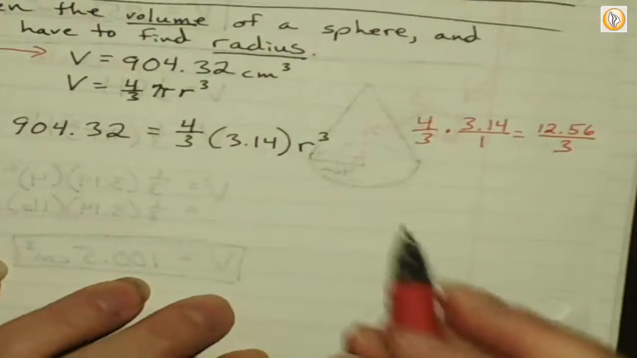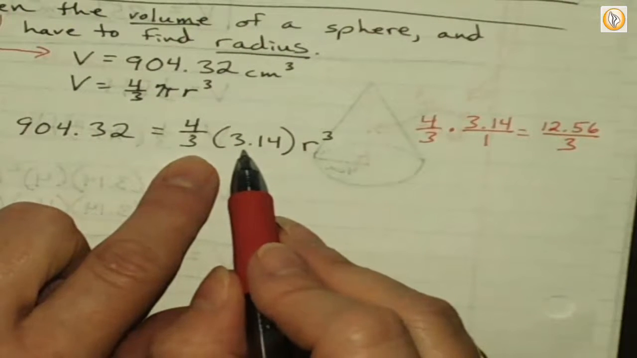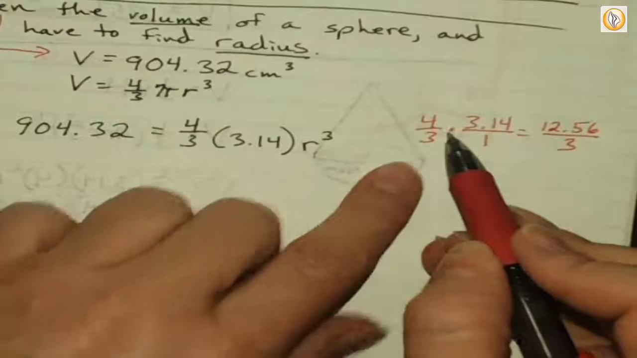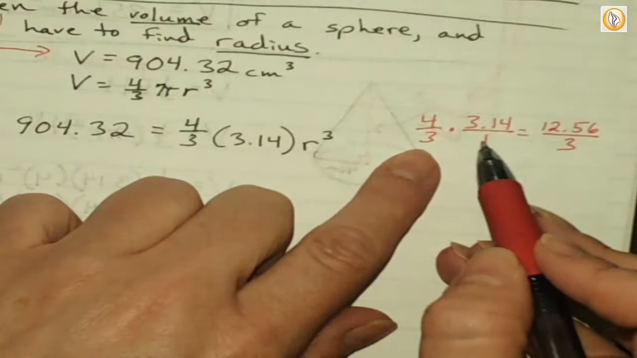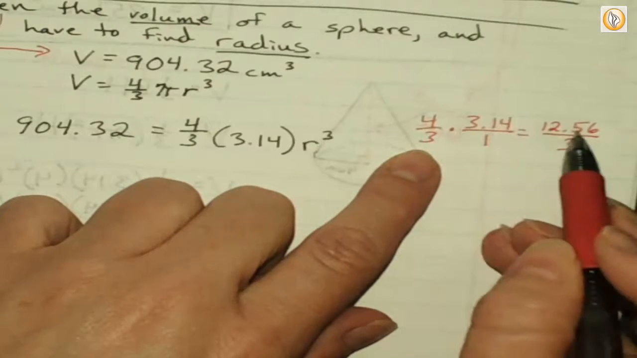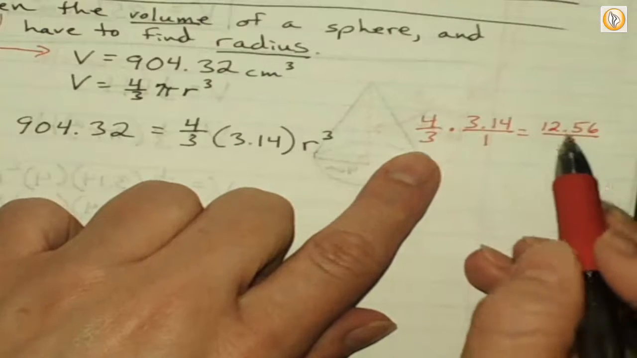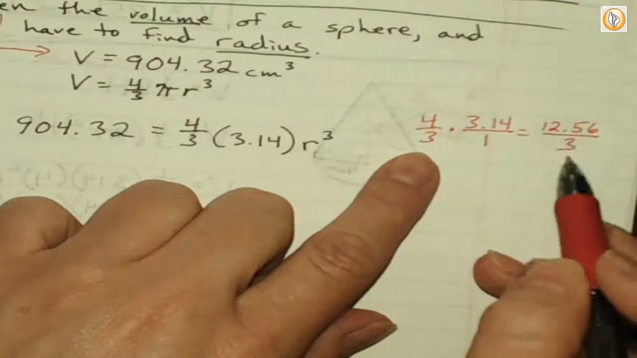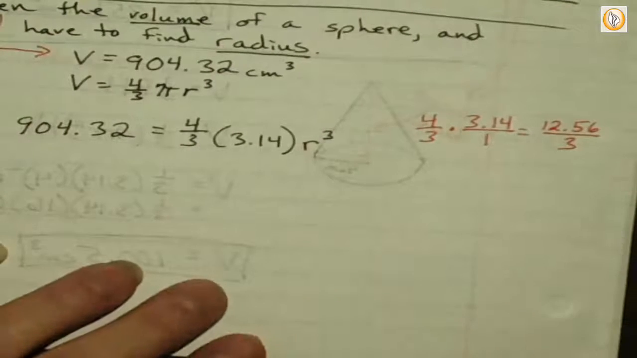So we're multiplying 4/3 by 3.14. Joanne, do you see that? Why is there a 1? Because you always put a 1 underneath it. We're multiplying across. 4 times 3.14 is 12.56. 3 times 1 is 3. Now, Cecilia, what do I do? Divide by 3. That's right.